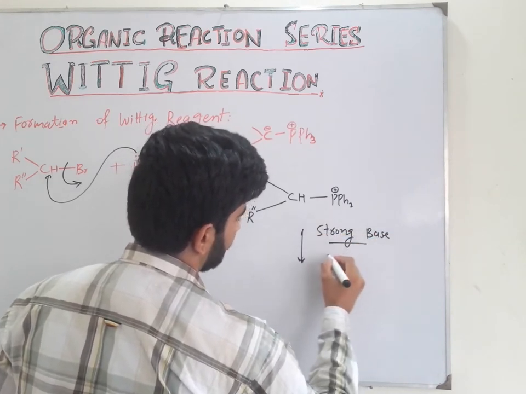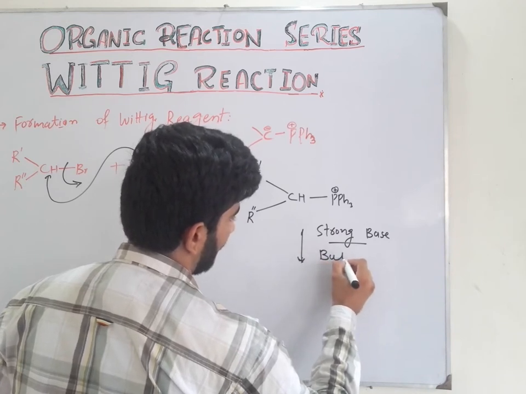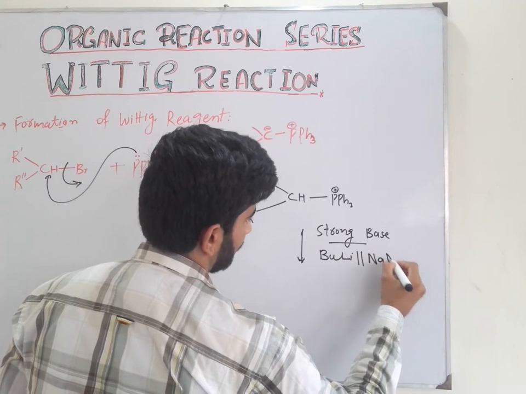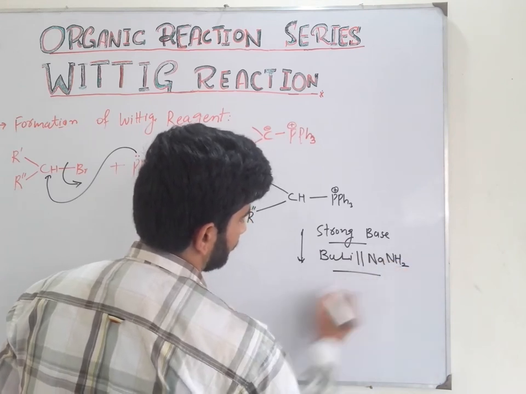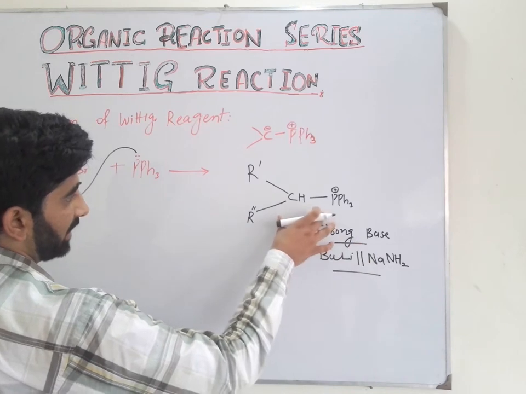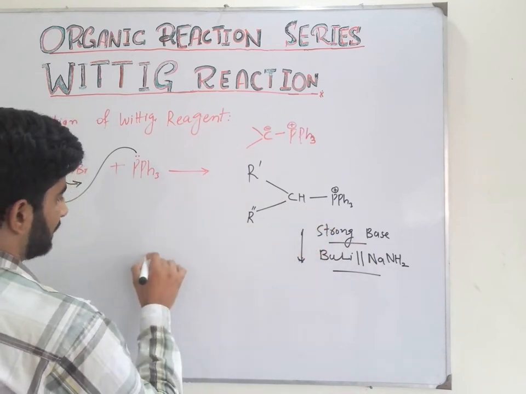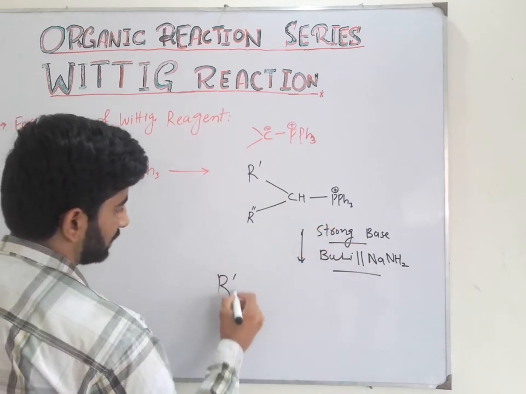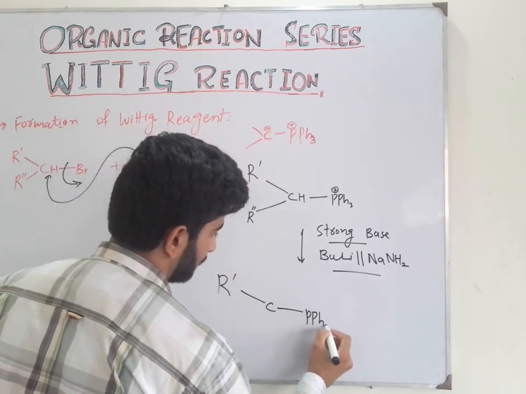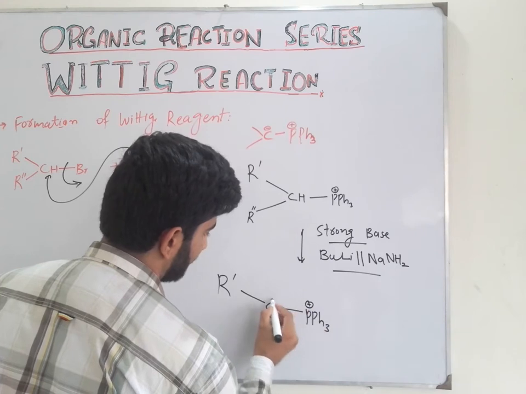In the next step, we add a strong base. The strong base is butyl lithium, or we use sodium amide. Butyl lithium or sodium amide deprotonates this intermediate, and there is formation of Wittig reagent. It is also known as ylide.